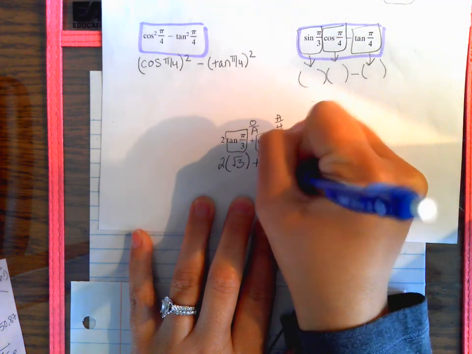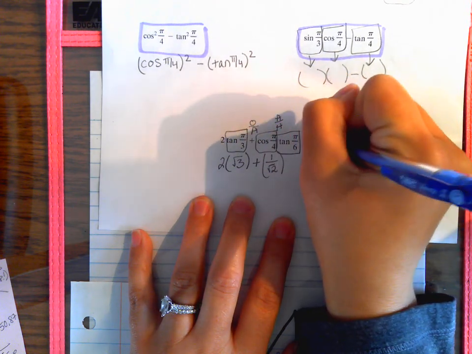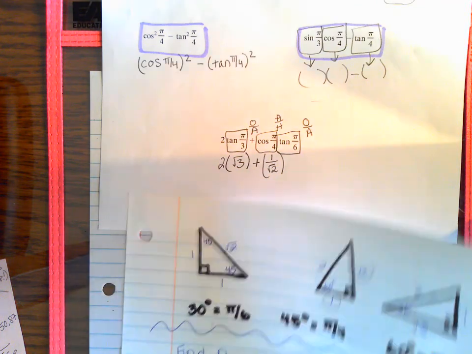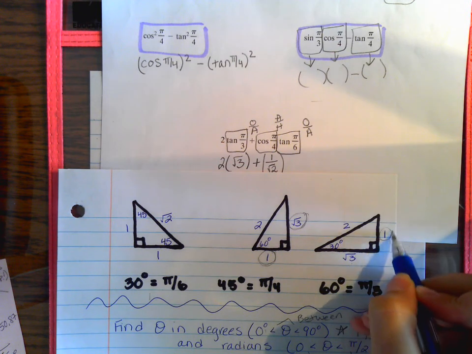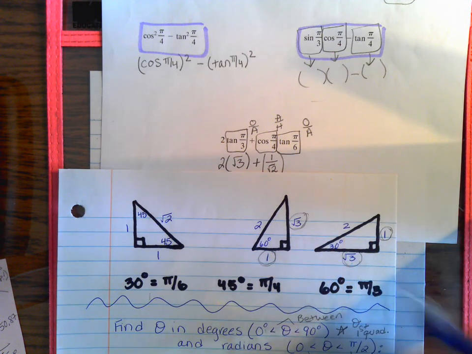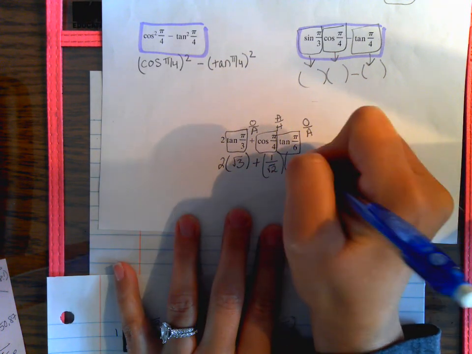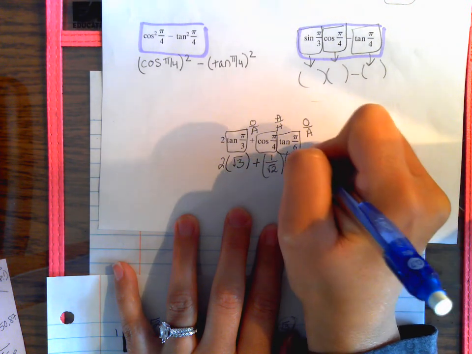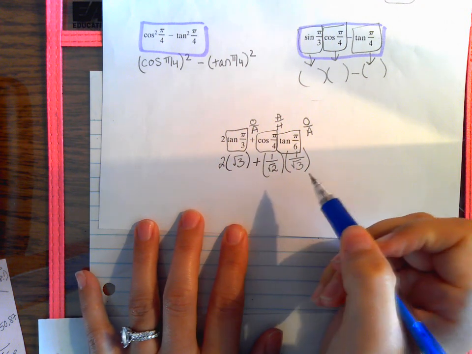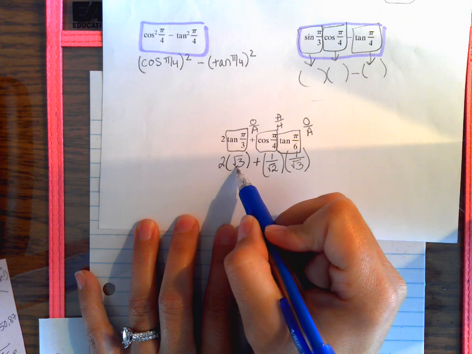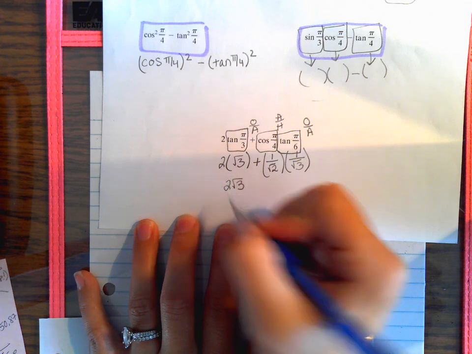And then tangent pi over 6, okay, is opposite over adjacent. So pi over 6 is 30, so that means I need to use this triangle. And tangent is opposite over adjacent, okay? So that's 1 over radical 3, okay? Okay, so we're multiplying these. So it's up to you if you'd rather rationalize now or wait and do it later. So 2 times radical 3 is just 2 times radical 3. Okay, it's like saying 2 times x. You would just have 2x.